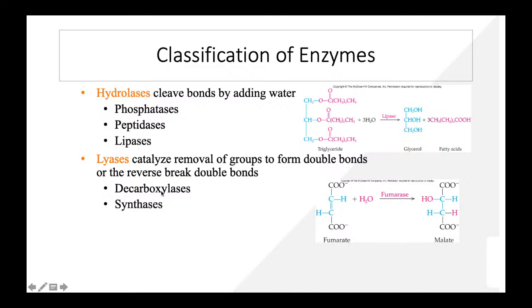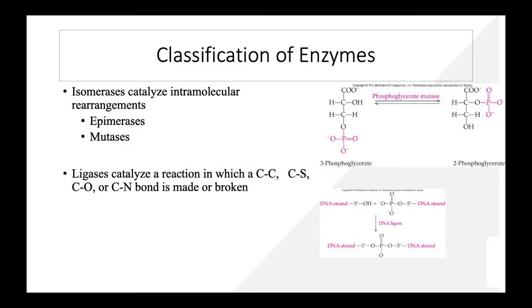Then there are isomerases, which catalyze intramolecular rearrangements, like epimerases and mutases. So basically, they change the structure. Like a phosphate group attached on this oxygen will just move to another oxygen, to the second carbon instead of the first carbon, in the presence of phosphoglycerate mutase.